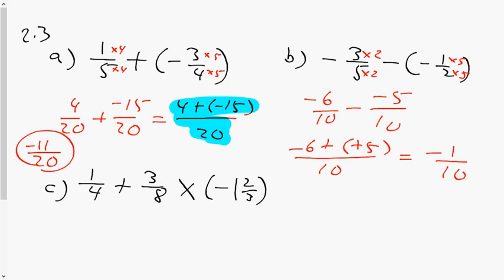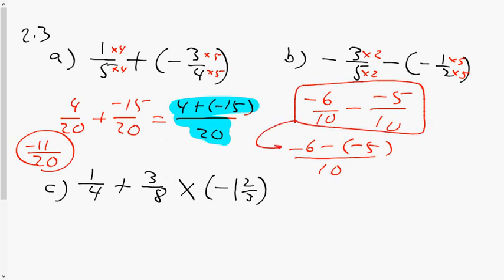Negative 1/10. A lot of people probably made a mistake there, but just remember right here, at this stage, when I retranslated that to this, just take note of how it looks and why it looks that way. And you'll understand how you got negative 1/10.